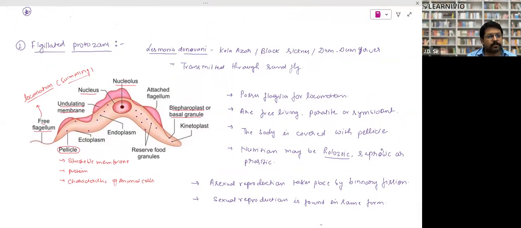Remember the example as well, Leishmania donovani. This is the diagram of the same organism, and it causes kala azar, or black sickness, and is transmitted by the sandfly. You have to remember all these facts which are written on this screen.